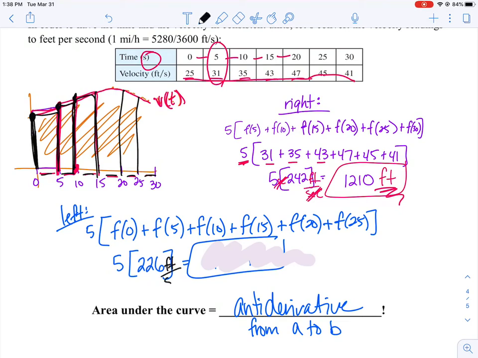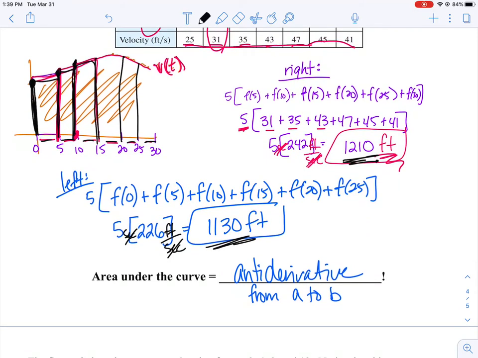226, remember, is a whole bunch of different velocities. This is feet per second. The 5 is really 5 seconds, and so I end up getting a total of 1,130 feet. The 1,200 was an overestimate. The 1,100 is an underestimate, so the distance traveled is somewhere in between 1,200 and 1,100 feet.